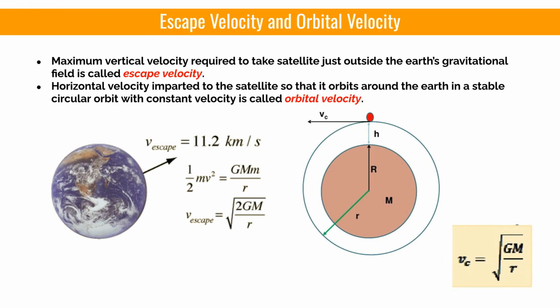Escape velocity is the minimum vertical velocity needed for a satellite to leave Earth's gravitational field. Orbital velocity is the horizontal velocity that keeps a satellite in a stable circular orbit around the Earth. Escape velocity is the square root of 2 times the orbital velocity at a certain height.